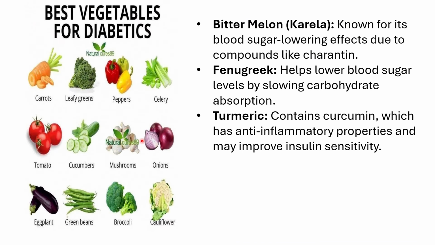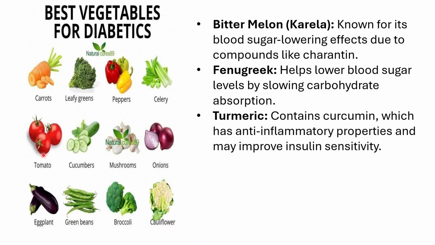Best vegetables for diabetics. I'm a vegetarian, so if you're a vegetarian, you can consume all these leafy vegetables, carrots, leafy greens, right? Kale, spinach, etc. Peppers, celery, very, very good. The minute you eat celery, you can actually feel the excess amount of energy that it releases.